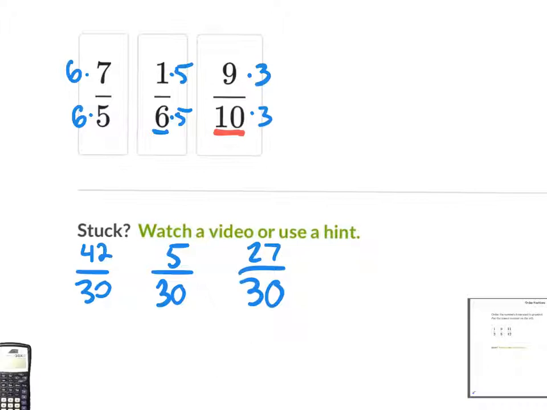So we have these three fractions. Of course, I converted this one to 42 over 30. I converted 1/6 to 5 over 30. I converted 9 over 10 to 27 over 30. But those three fractions are now all with the same denominator, and now we could simply look at the numerators and see, oh, this one right here is the smallest one. So that's the first one that goes on the list, right?